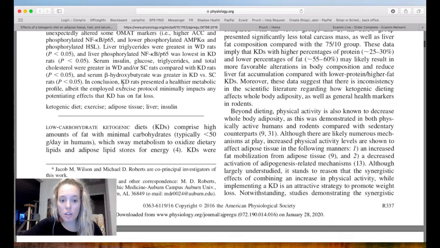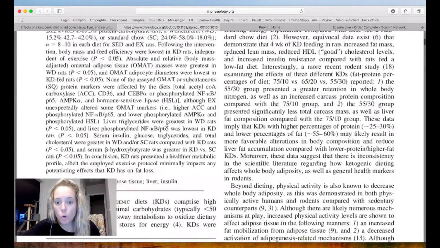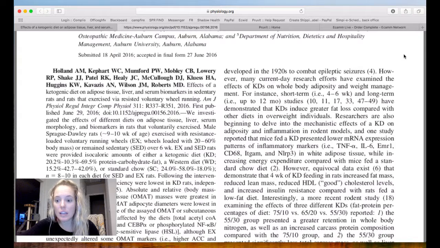In conclusion, the rats presented a healthier metabolic profile with the ones that exercised minimally and had the ketogenic lifestyle with them, with fat loss. How cool is that? Literally, they are doing studies on this. Now, this is from June 2016. They've done a lot of work since here.